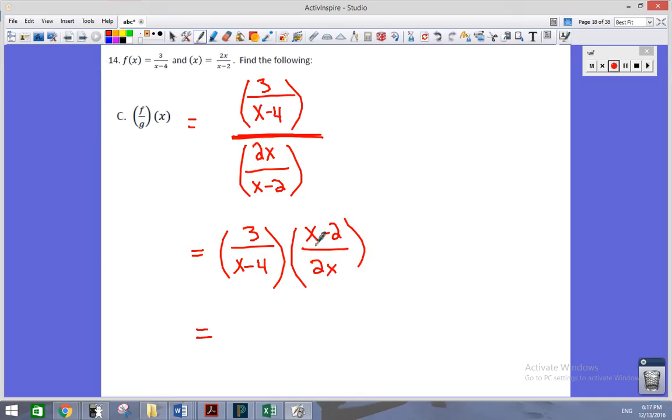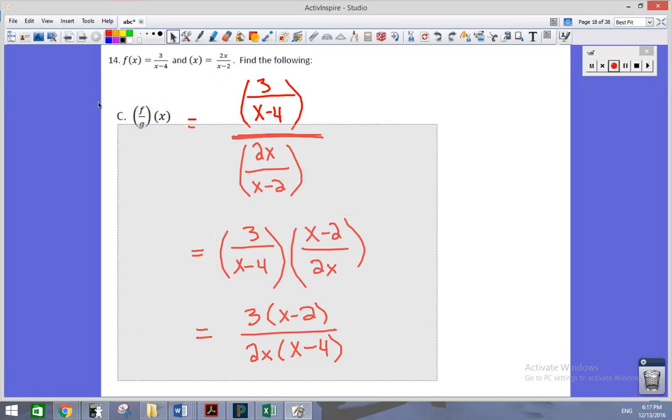And when you multiply fractions together, it's so much easier than adding or subtracting because you don't need a common denominator. You just multiply straight across. So in the numerator, I'm going to have 3 times x minus 2. And in the denominator, I'm going to have 2x times x minus 4. I don't see any common factors that reduce.